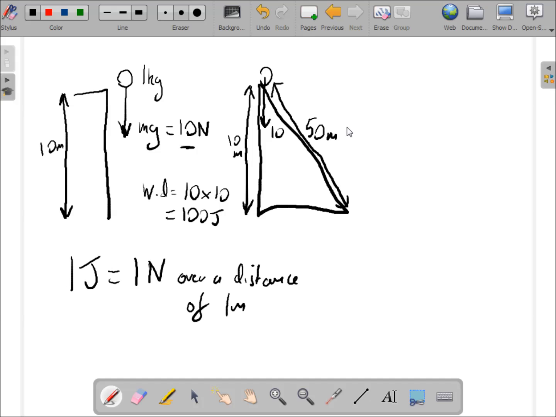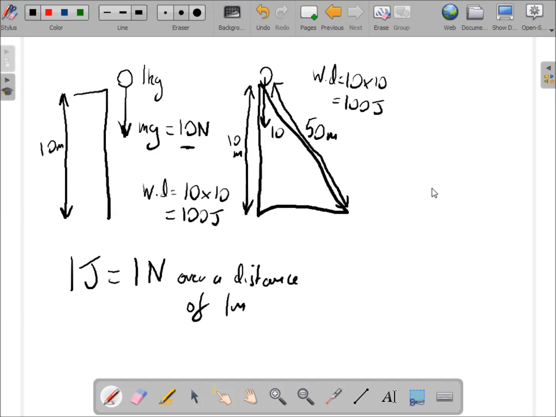Well, that may be true, but the direction of the force is downwards, so we only have to consider the distance travelled in the direction of the force. So the only distance travelled in the direction of force here is 10 meters. We don't need to consider the 50 meters at all, because we know the vertical distance, which was parallel to this force line here. So it's the same as before. We use the vertical distance, and it's 10 newtons of force, 10 meters, so the work done again is 100 joules. Okay.